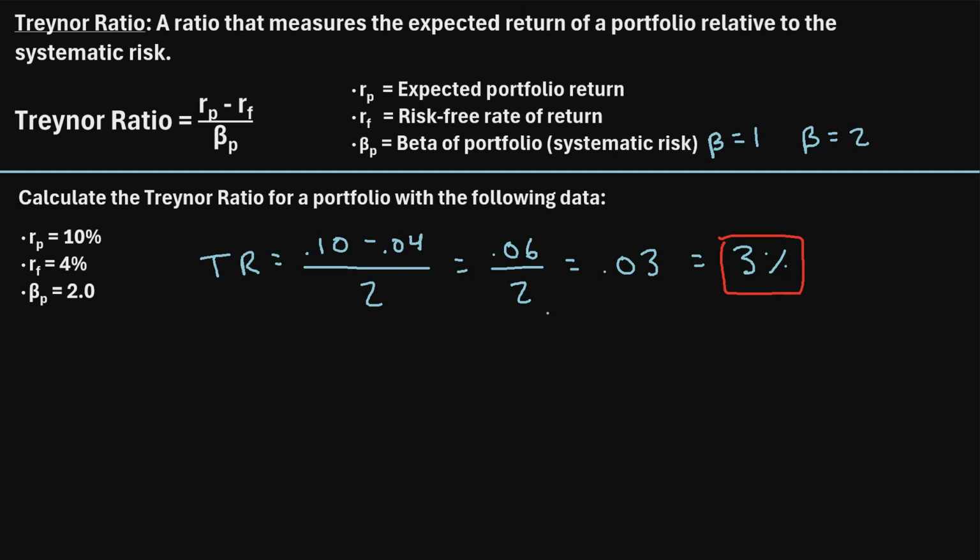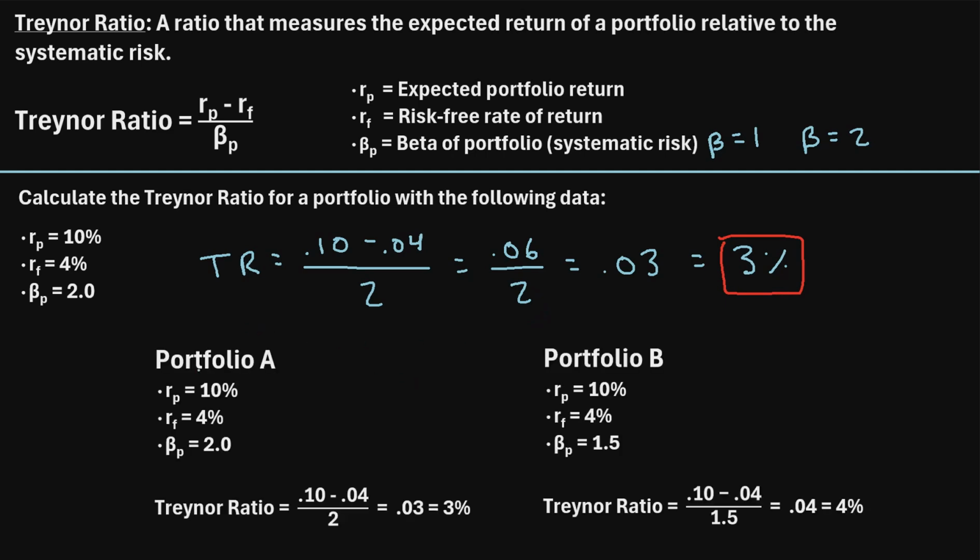Now, the Treynor ratio can be particularly useful for comparing two portfolios. So as an example, let's say we have portfolio A and portfolio B. Portfolio A is actually just going to be the portfolio that we just calculated the Treynor ratio for. When we calculated the Treynor ratio, we found that it was 3%. Now let's consider portfolio B. It has the exact same expected return as portfolio A. It has the same risk-free rate of return that we're using, but the beta of portfolio B is a little bit lower than the beta for portfolio A.